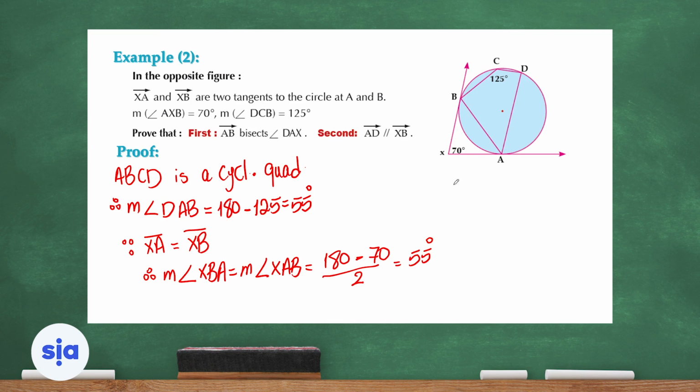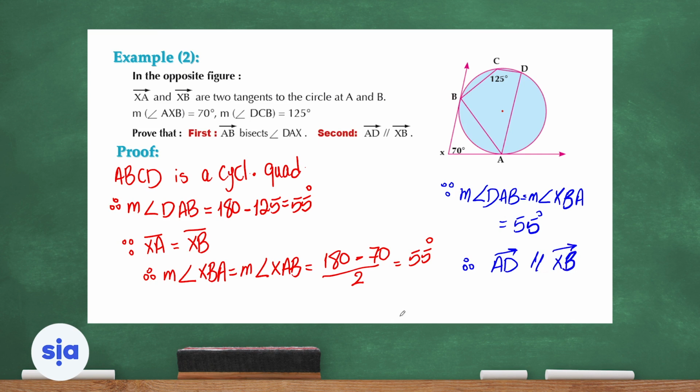To prove the second requirement, since the measure of angle DAB is equal to the measure of angle XBA, which is 55 degrees, therefore AD is parallel to XB. And this is the second requirement.